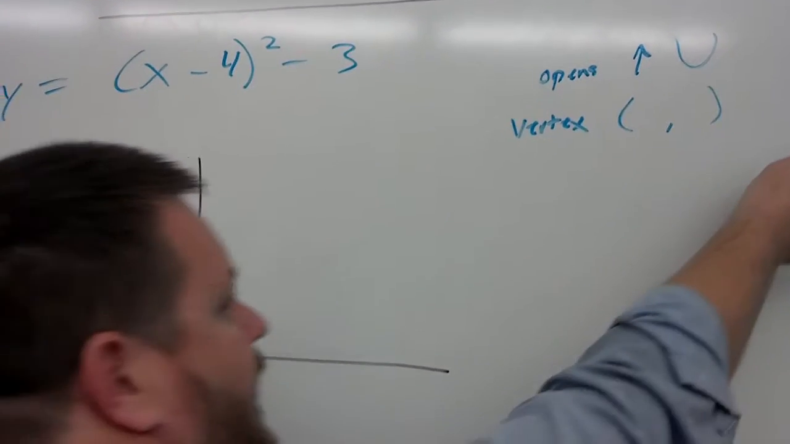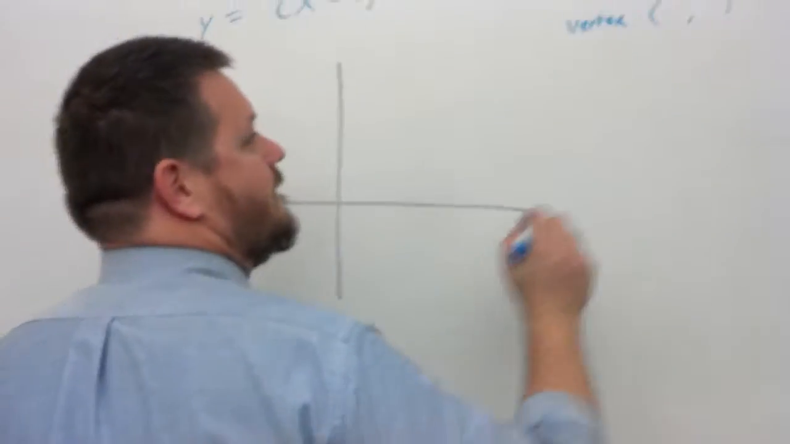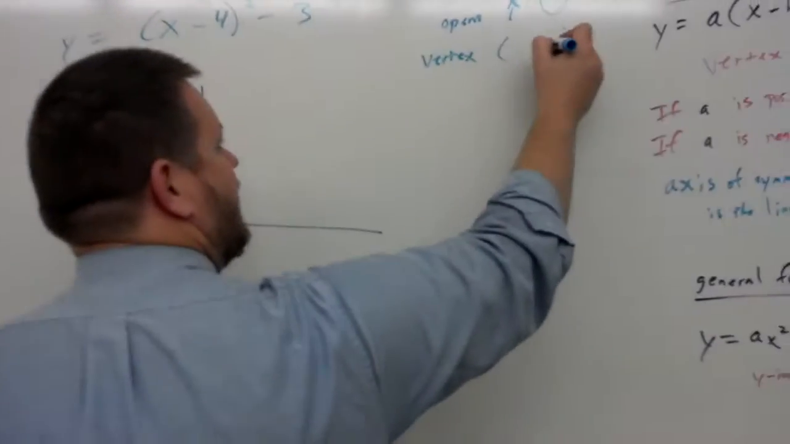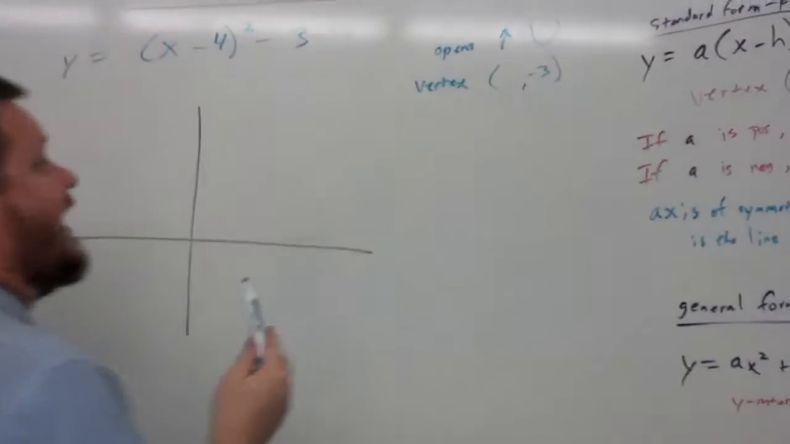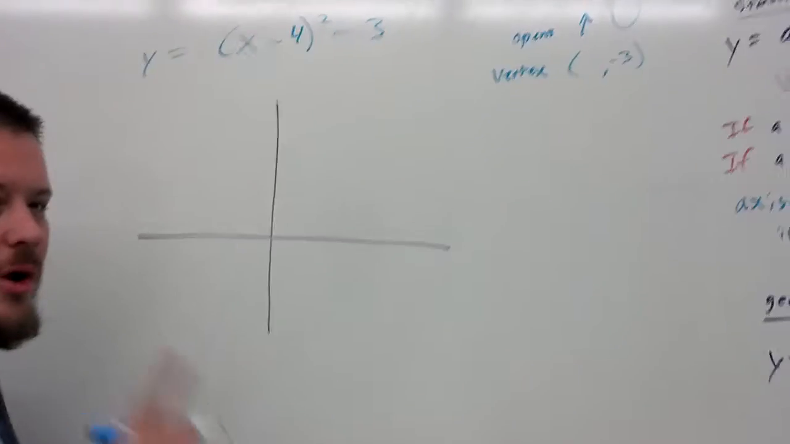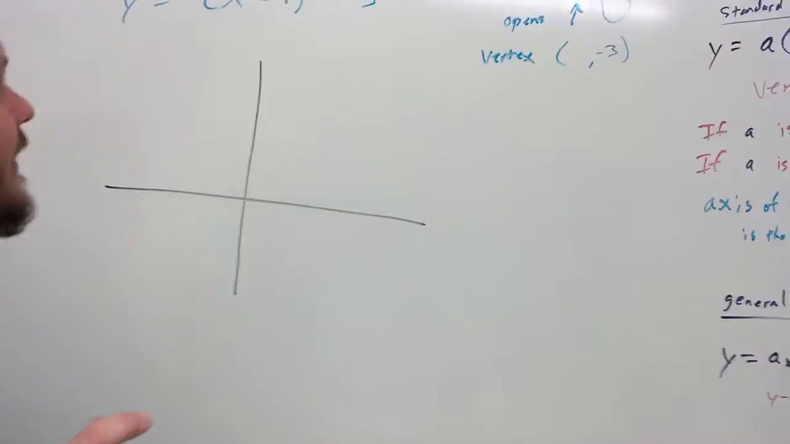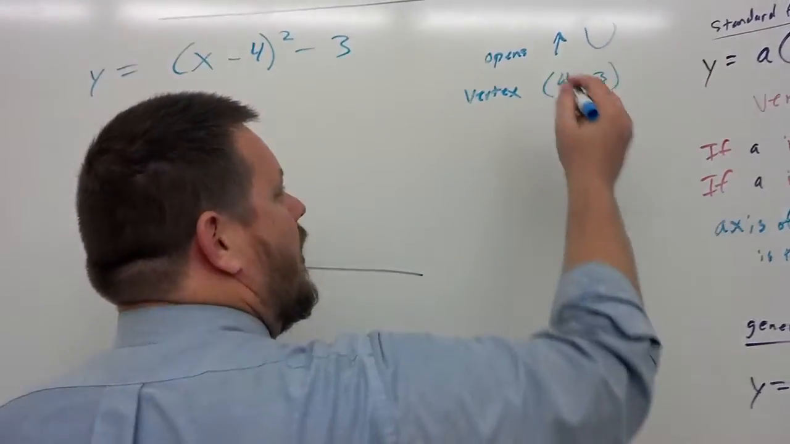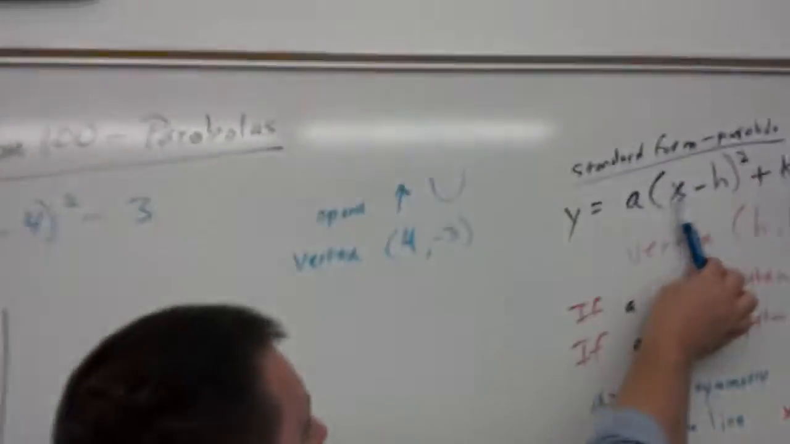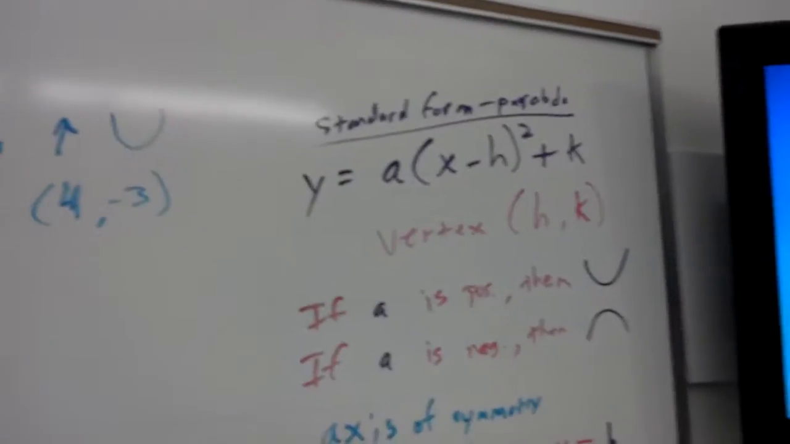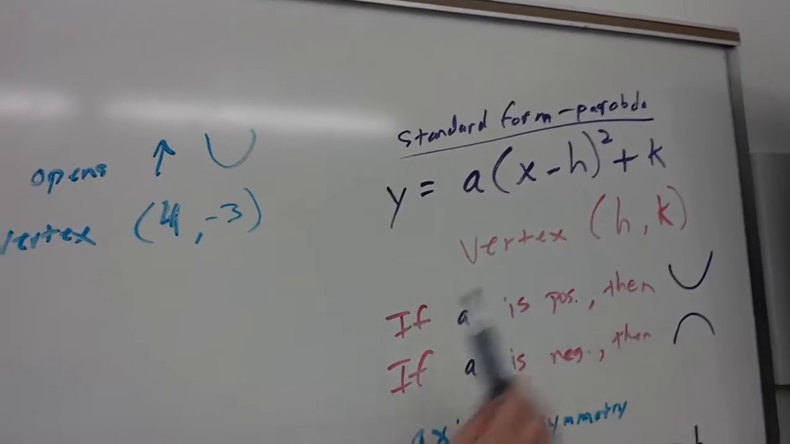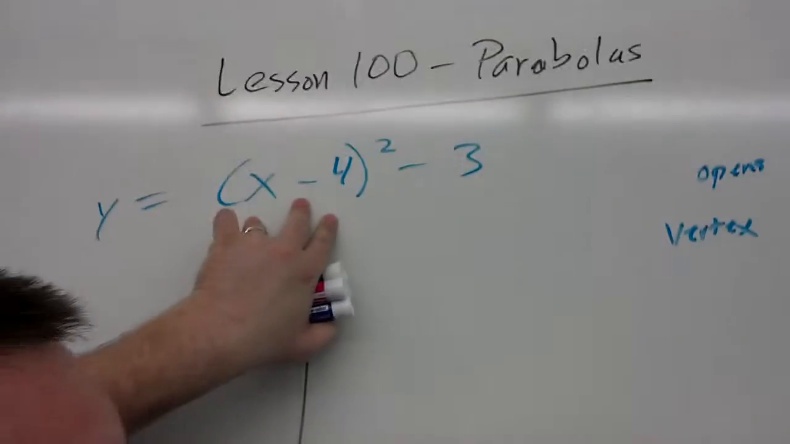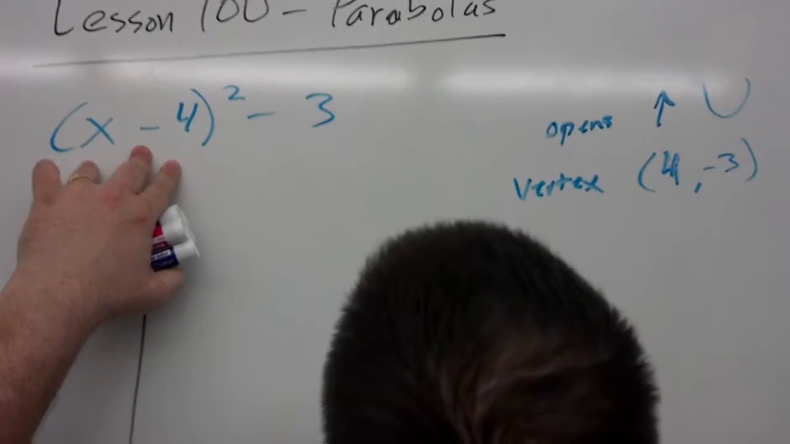Where is the vertex? Remember that in this form, the vertex is at (h, k). Let's do the easy one first. What's k? Negative 3. Now, what's h? It's 4, because look at the form. We have x minus h in the parentheses, and the x coordinate of the vertex is h. Here we have x minus 4.